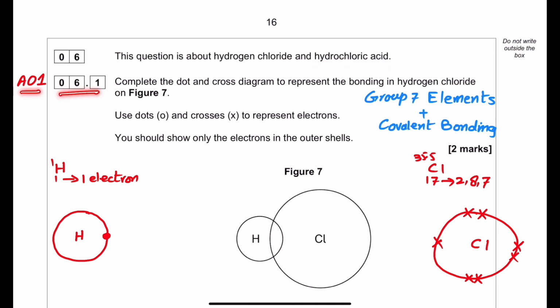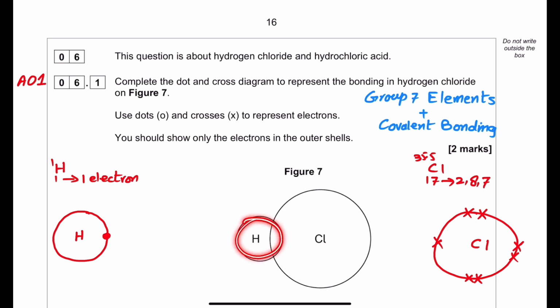6.1 is an AO1 question. Complete the dot and cross diagram to represent the bonding in hydrogen chloride on figure number 7. Use dot and crosses to represent the electrons. You should show only the electrons in the outermost shell. This question is from group 7 elements and covalent bonding.